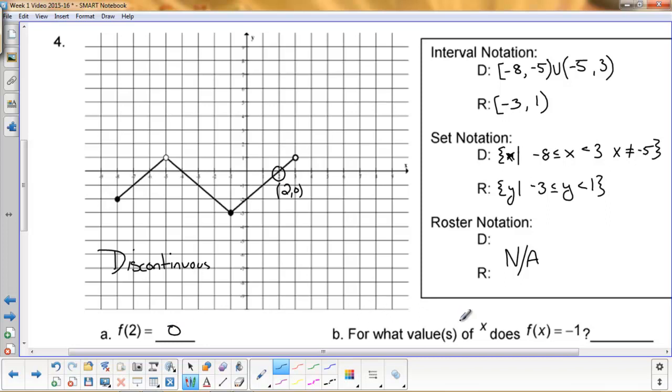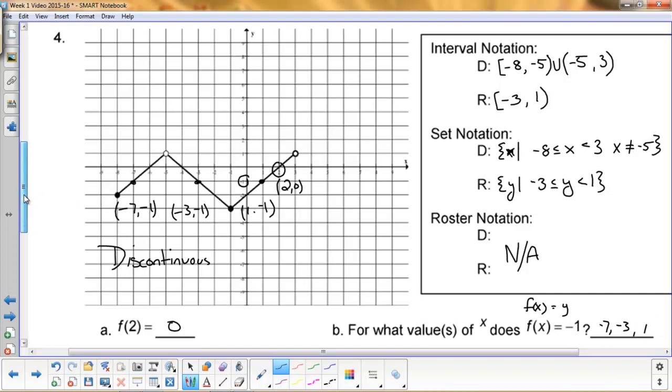For what value or values of x does f of x equal negative 1? Well, remember, f of x is just y. So let's go ahead and find negative 1. All right, so negative 1 is there. I'm going to scan across to find my corresponding points. Oh, there's one. So that's going to be (1, -1). All right, there's another one. And that's (-3, -1). And there's my last one right there, which is (-7, -1). So there are actually 3 corresponding values here. We'll start at the smallest of the 3: -7, -3, and 1.